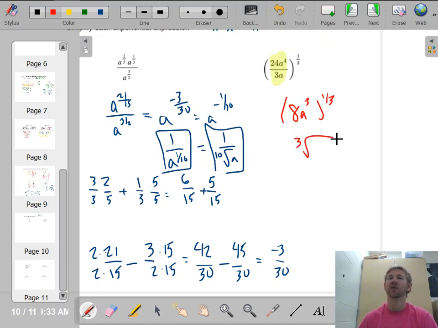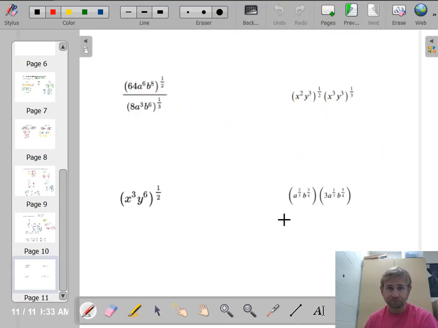So now I'm taking the cube root of 8a cubed, which is really easy because 8's a perfect cube. That's 2, and a cubed is a perfect cube, a. So this comes out to just be 2a. All right, so looking good. Few more.